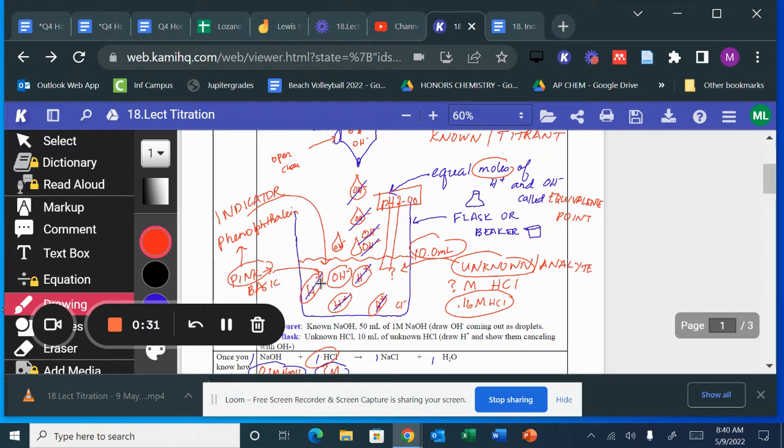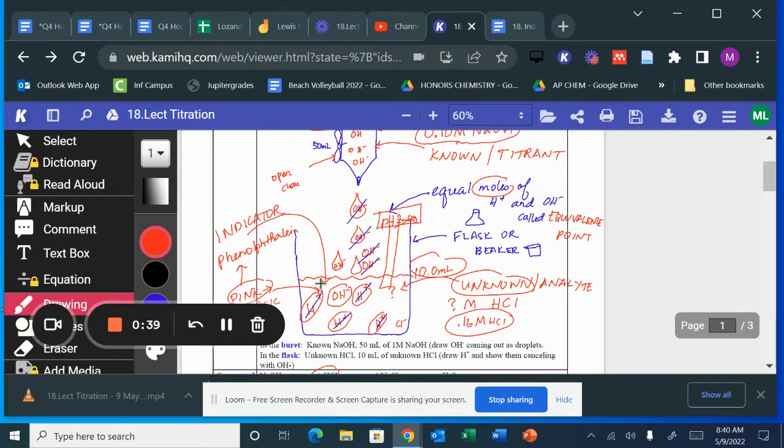As you add the OH minuses, what would happen to the pH? The pH would keep going up and up and up until at equal moles of the acid and the base, you're going to get pH 7. Then if you keep adding the OH minus, the pH will go up some more, and then maybe it'll go to pH 12. So as you can see, as you do the experiment, the pH can change.